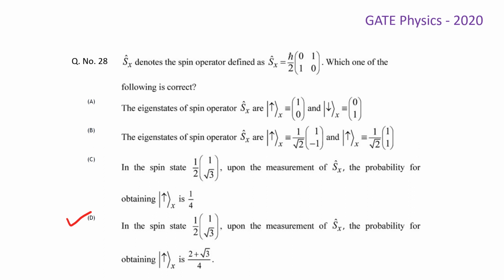So according to our solution, the last option D, that is in the spin state 1 by 2 times matrix (1, root 3), upon the measurement of Sx cap operator, the probability for obtaining the up spin is 2 plus root 3 divided by 4. So this is the correct one for this question.